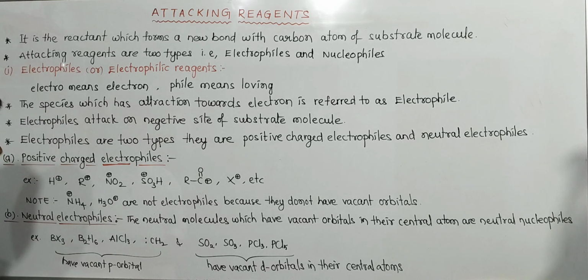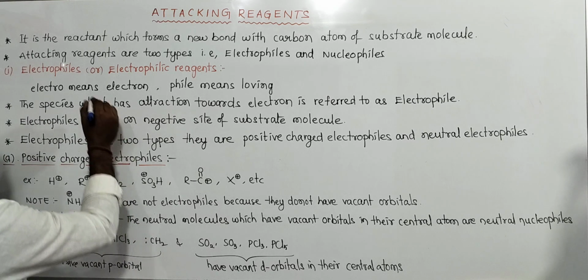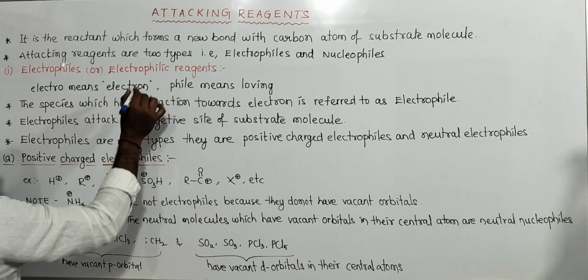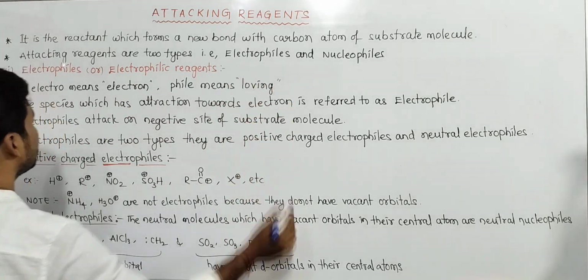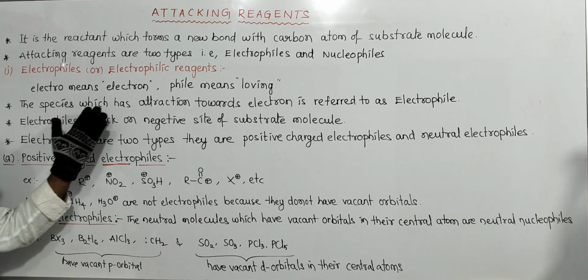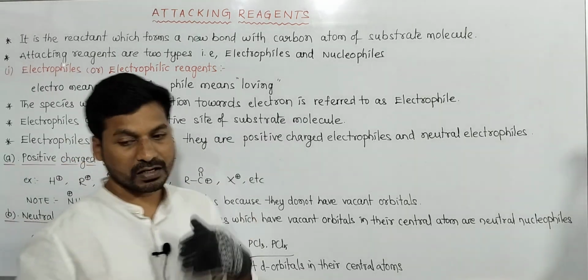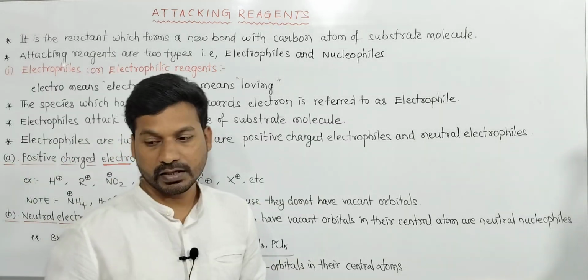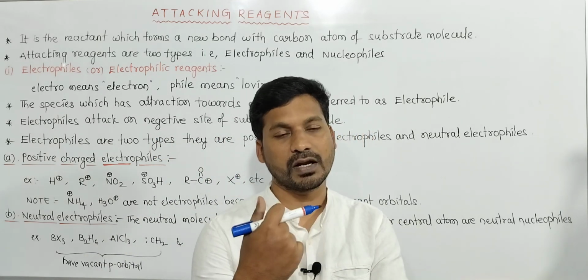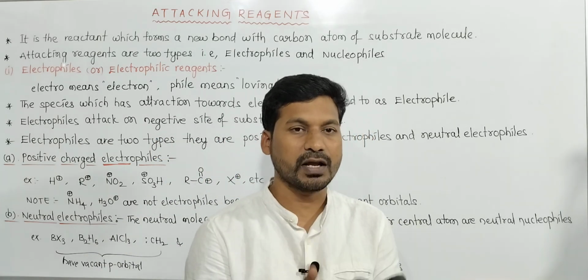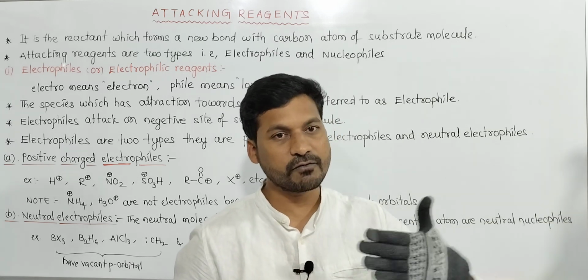What is meant by electro? Electro means electron. Phile means loving. Electron loving species. The species which has attraction towards electrons, the species which loves electrons, the species which is seeking electrons, is said to be an electrophile.